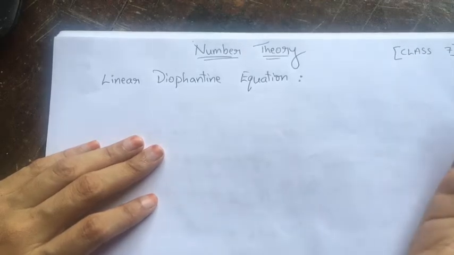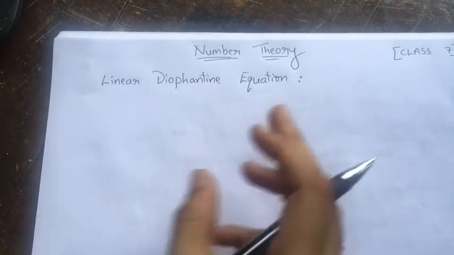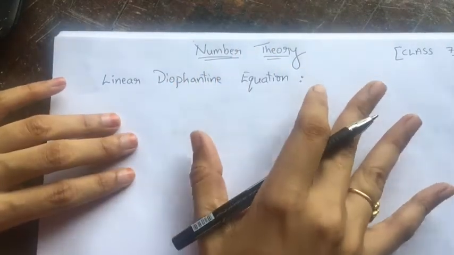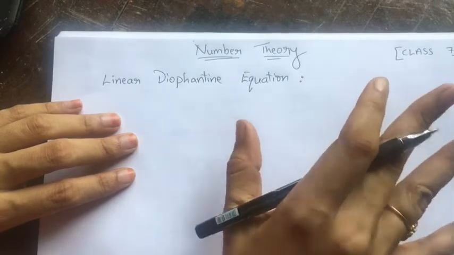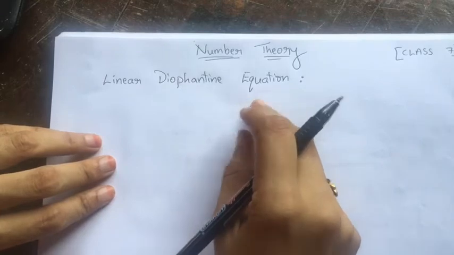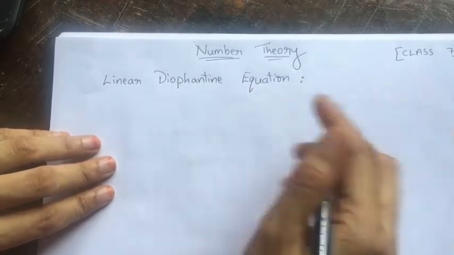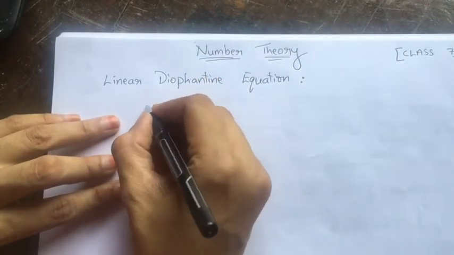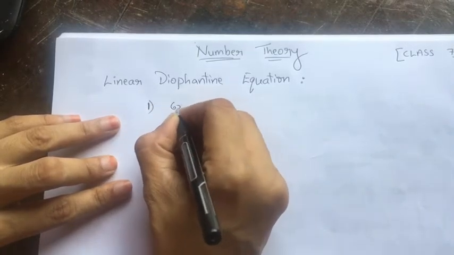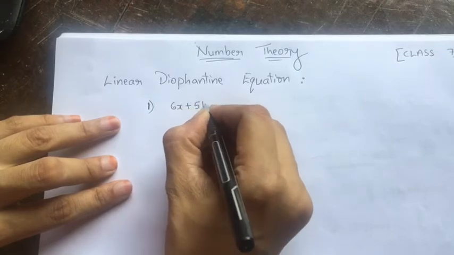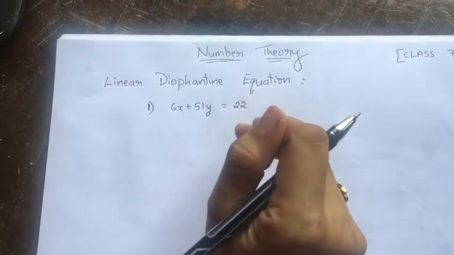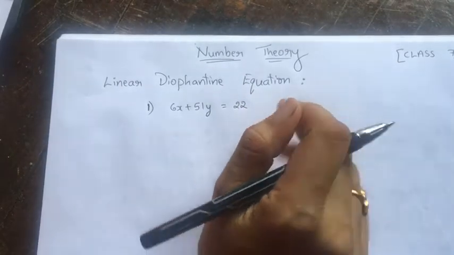they may give you some word problems. So, first type of problem: I have three equations, and I have to check whether a solution is available or not. So first problem: which of the following Diophantine equations cannot be solved? I have got three equations. Say the first equation is 6x plus 51y equal to 22. I have to check whether it can be solved or not.